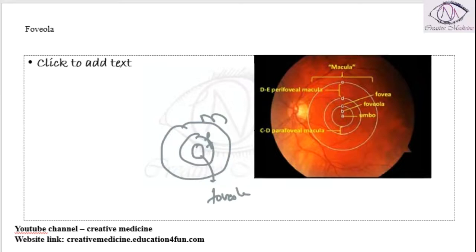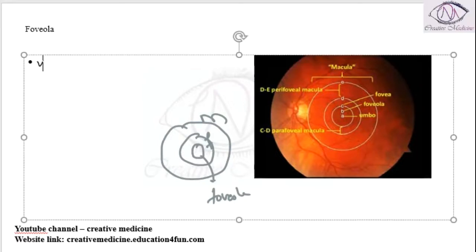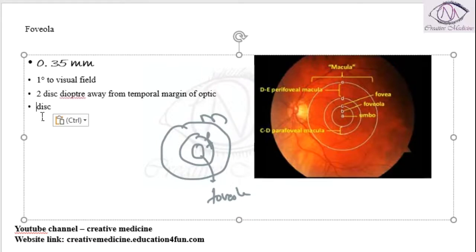Okay, so as a result, the foveola is 0.35 millimeters in diameter and it is almost 1 degree of the visual field. It is actually 0.35 millimeters, 1 degree of the visual field. It is almost 2 disc diameters away from the temporal margin of the optic disc. It is actually 2 disc diameters from the temporal margin of the optic disc. From here, it is 2 disc diameters away. So this is the foveola.